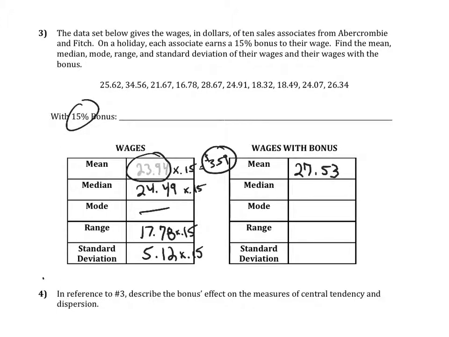And then we just do that same thing for every one. 24.49 times 0.15 gives us $3.67. We're going to add that to our original number, 24.49. When we add those, we get 28.17. The mode, there was no mode, so we don't have to worry about it. We're going to times 17.78 times 0.15. We get $2.66. We add that to get 20.44. And our last one, we multiply it, we get 0.76. Add that to 5.12, we get 5.88.